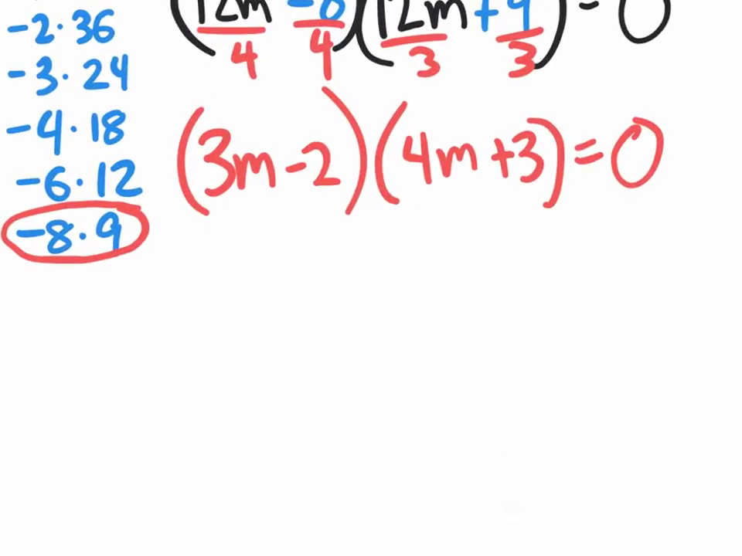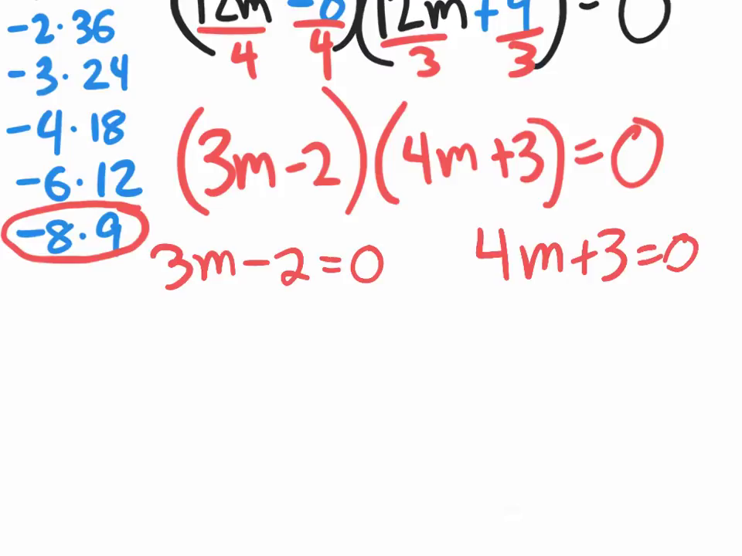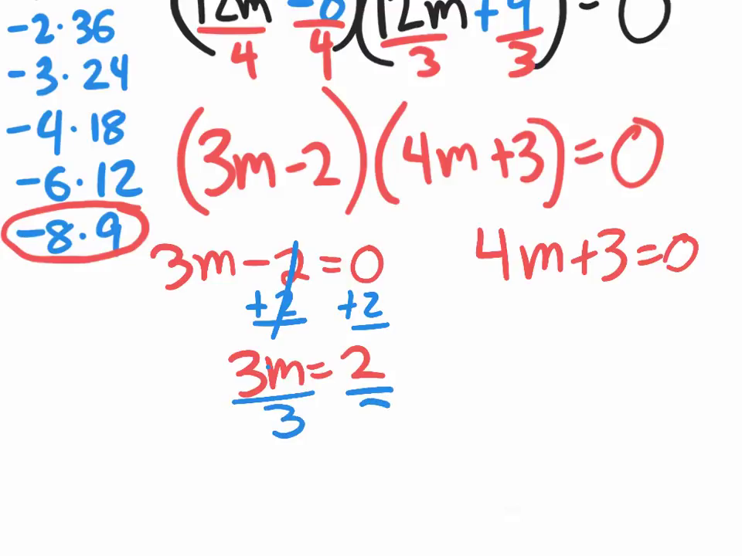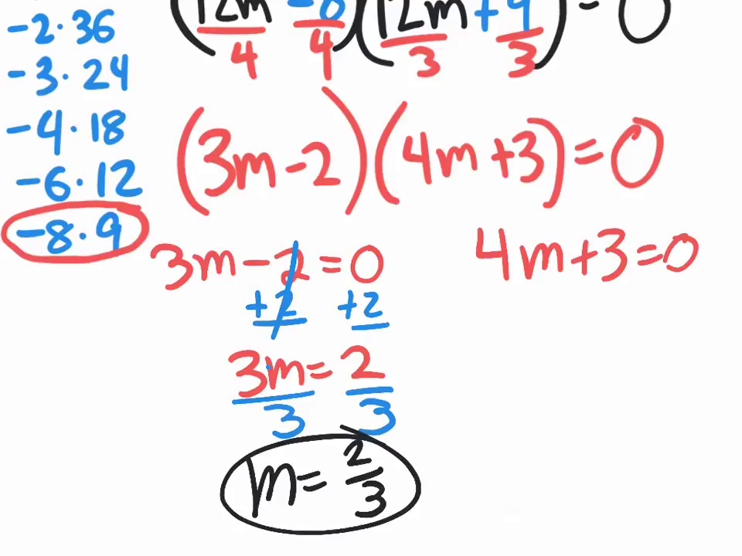Because we have something times something equals 0, we could take these somethings and separate them, set them each equal to 0, and then solve each of them. So if I add 2 here and add 2 over here, I'm going to have a new equation, 3m equals 2. Final step would be to divide by 3, divide by 3. So m equals 2/3. That is one answer.